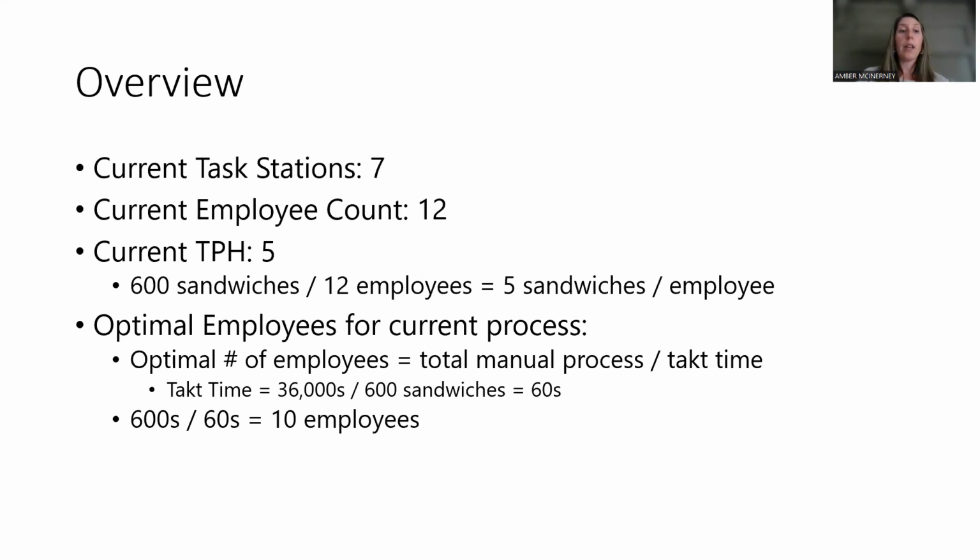The current model that we see has 7 stations with 12 employees. With that, our throughput per employee is 5 sandwiches per employee per hour. Our optimal employees for the current process is 10 employees, based off of a 60-second takt time.